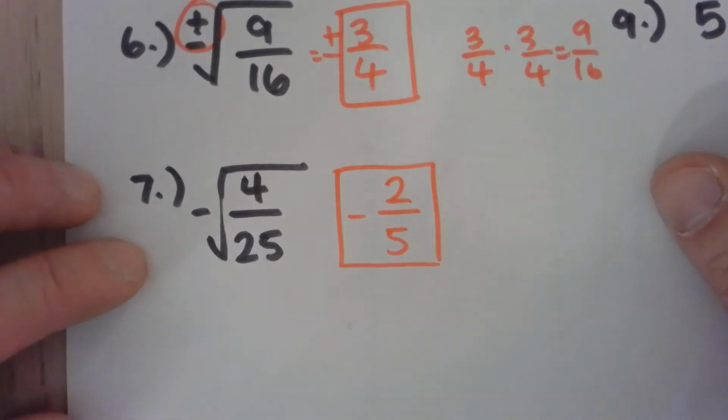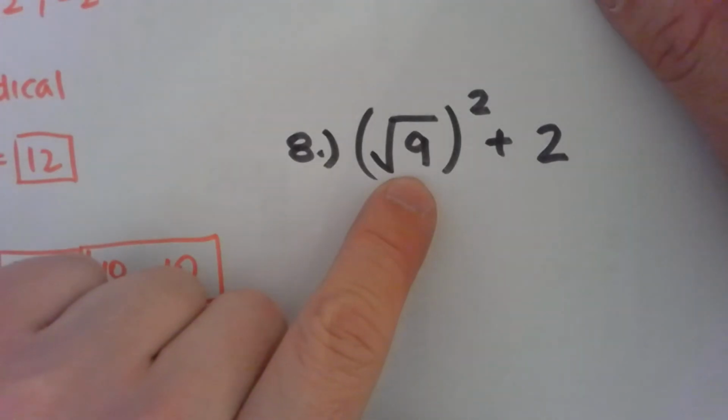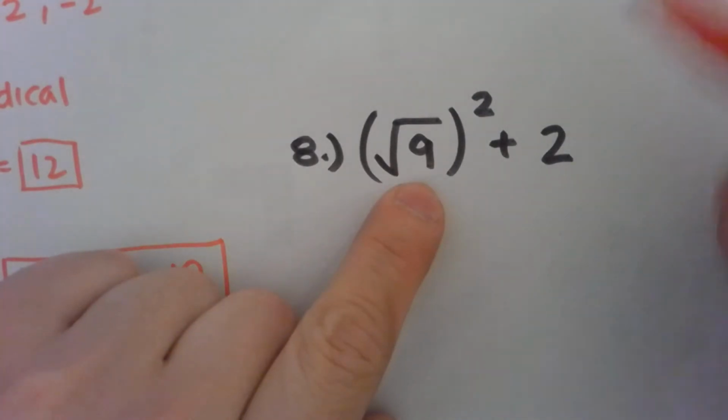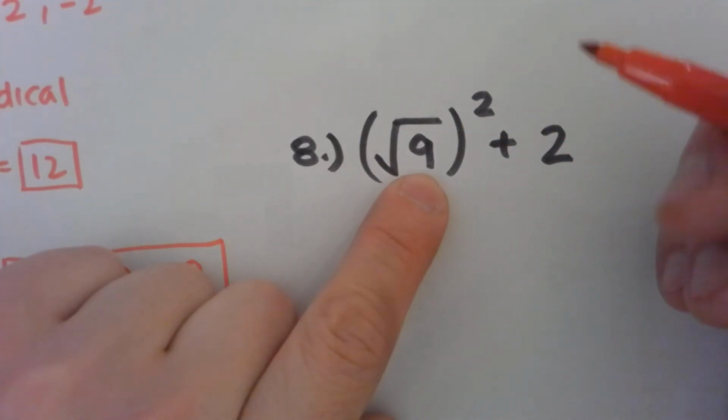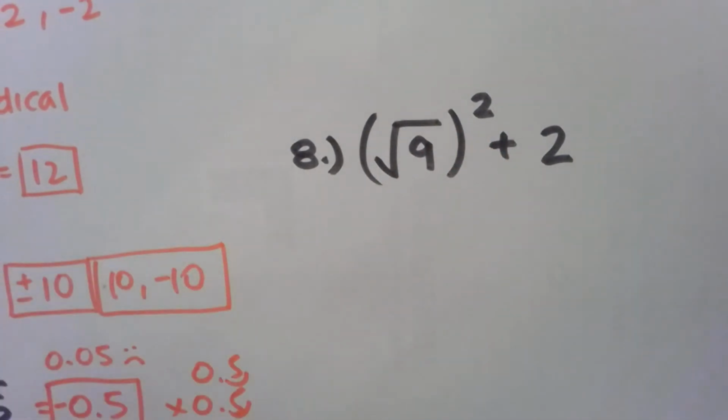All right, let's do some order of operation questions now. Take a look at number 9. You have the square root of 9 squared plus 2. Okay, there's two ways of doing this. What's the square root of 9? It's going to give you 3, but then 3 to the second power, 3 times 3, will give you 9. You see, that gives you a 9 anyway.